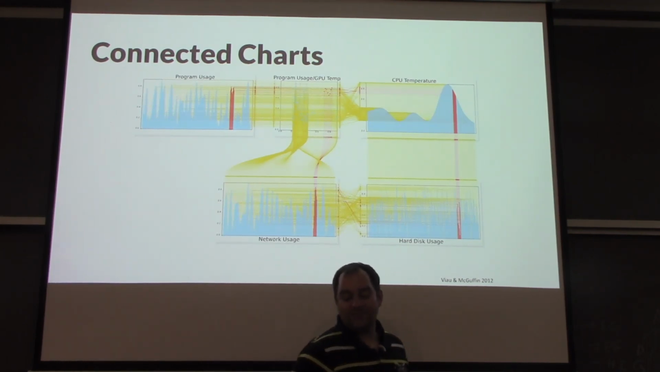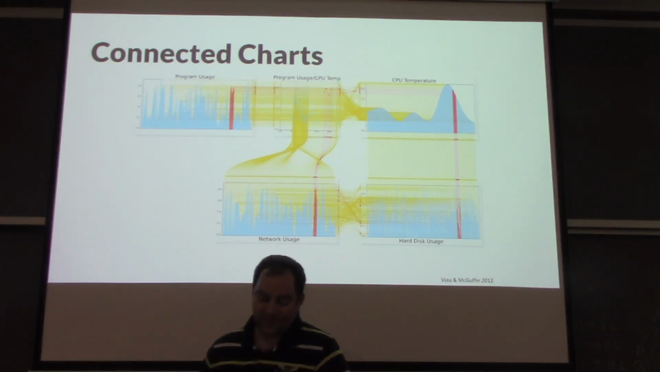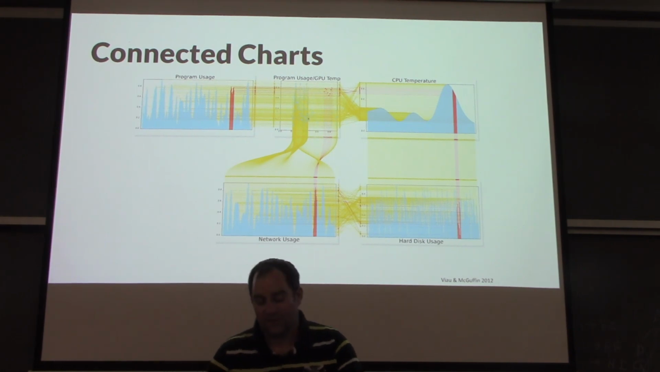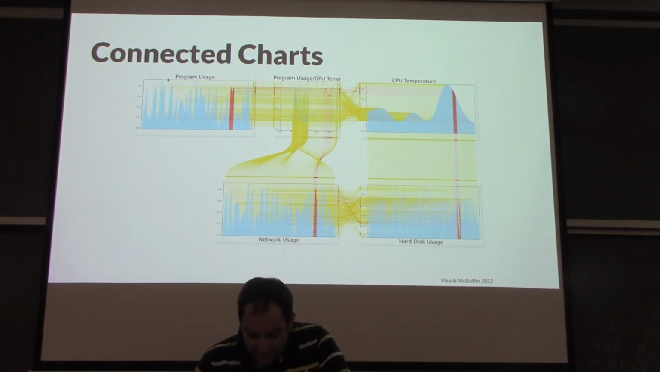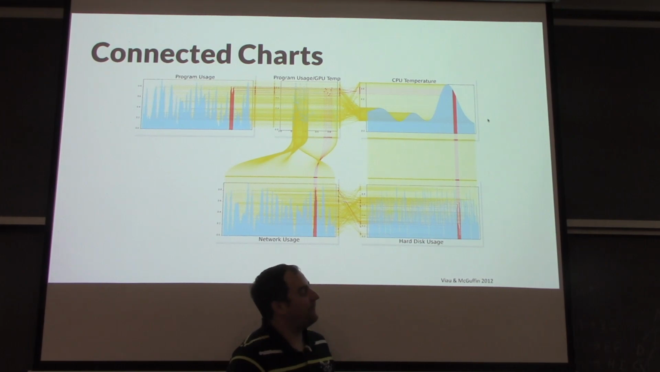This is another example which is called connected charts. Here every data point is connected to the lines in these other views. So we see, for example, that this peak here in program usage is shown here, and then in terms of network usage, it goes to one of those lower values. Combined with brushing, I can quickly identify each of those items and so on. So we can create those hybrid charts.